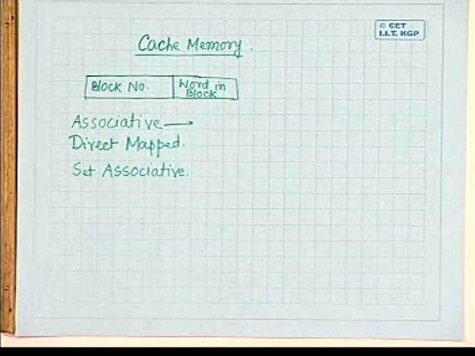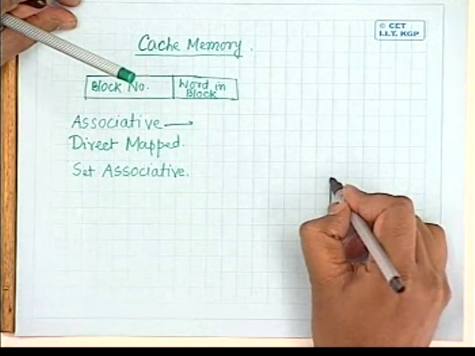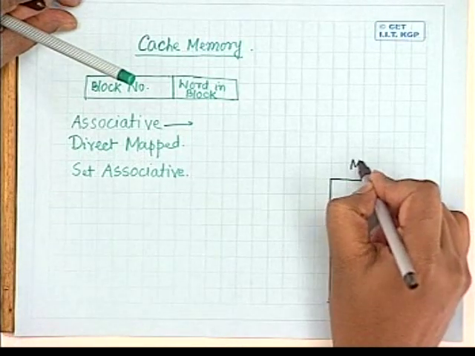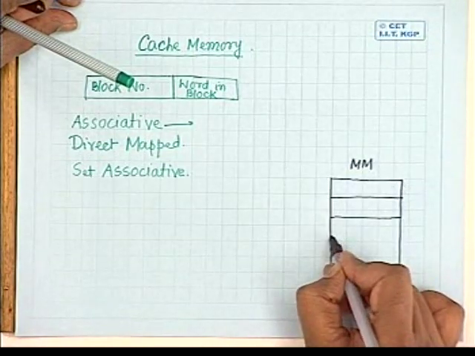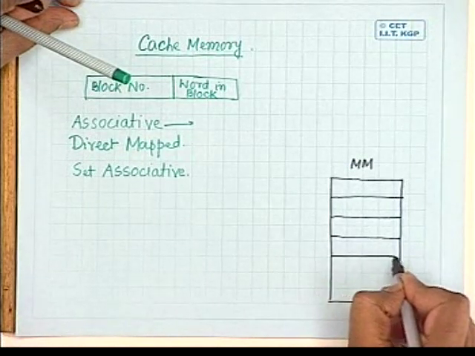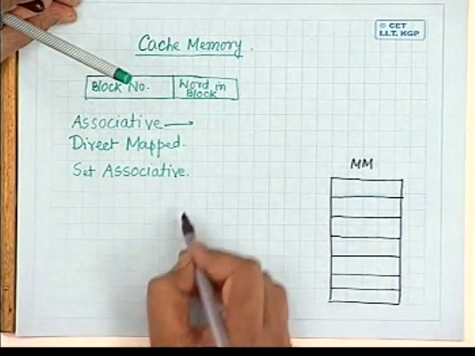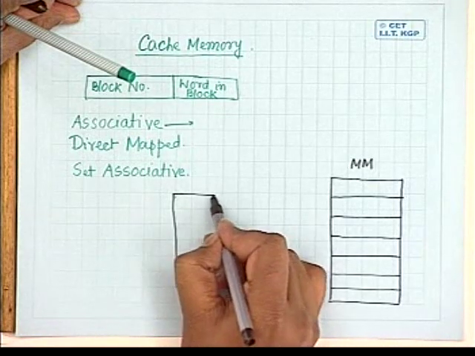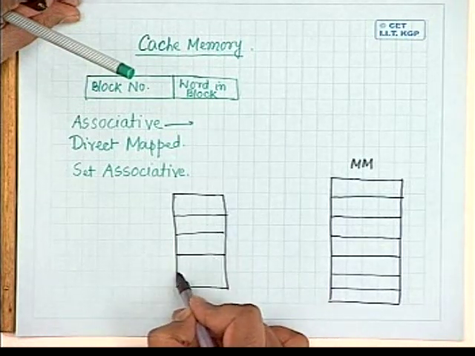In case of cache memory, we'll assume that the main memory is divided into a number of blocks. Every block is of the same size. So this is main memory, which is divided into a number of blocks. Maybe these blocks are superimposed on the paging. That means every page can be divided into a number of blocks. When you come to cache memory, the cache memory also contains a number of blocks of the same size.